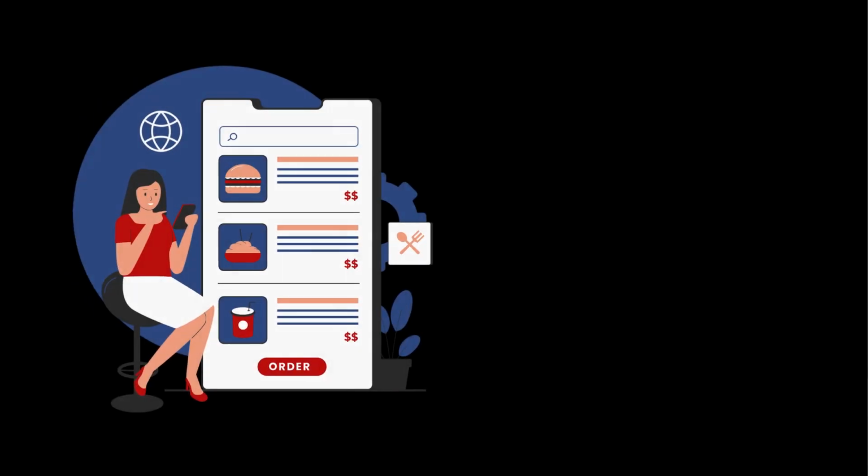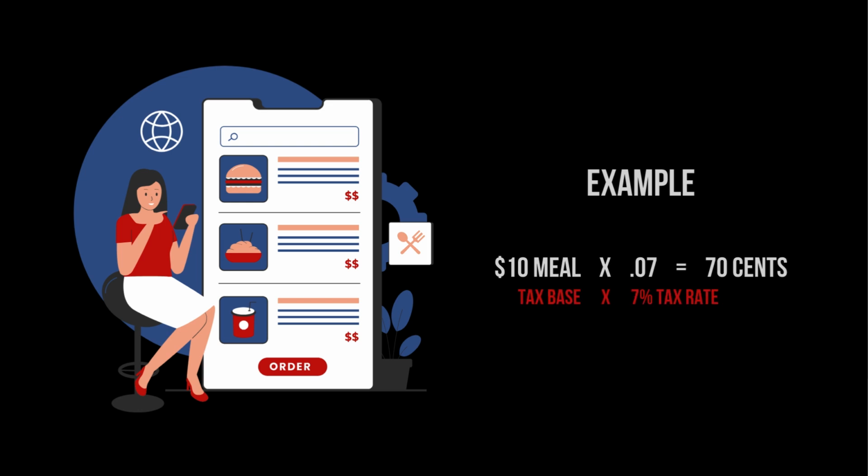A simple example most people are familiar with is sales tax. If you get a $10 meal at McDonald's, that is the tax base, or what is being taxed. If the sales tax rate is 7%, then you pay 7 cents for every dollar of sales. $10 times 7 cents equals 70 cents.